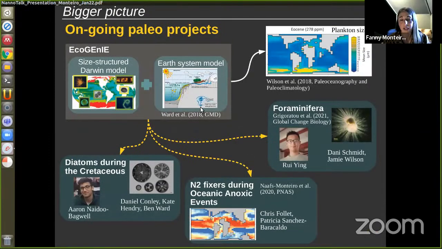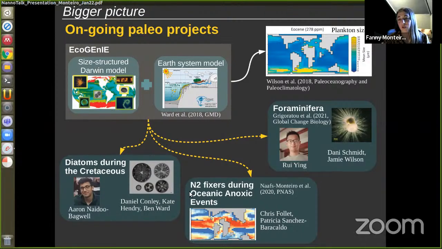So we did that back in 2018, where we combined the size structure Darwin model, so the world model, into an Earth system model called cGENIE. And we applied that model for the Eocene, so that's Wilson et al. 2018, which looked at the change of plankton size during a warm event of the early Eocene. So we're starting to do that, basically. That's what I want to say.